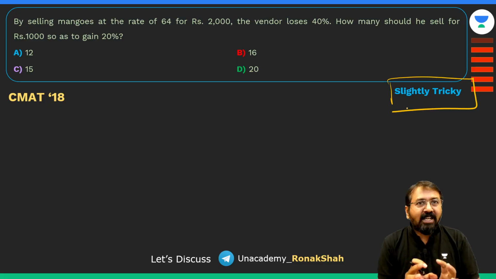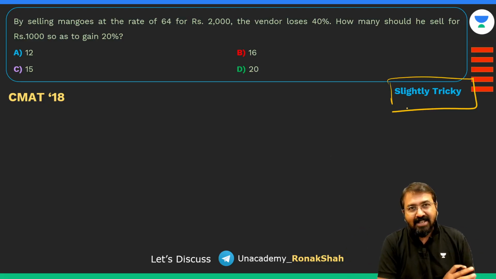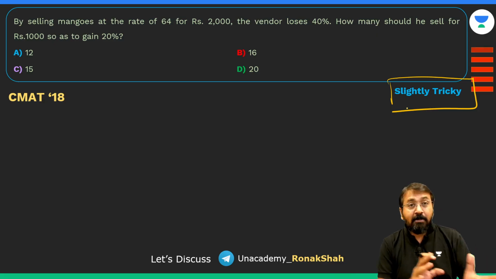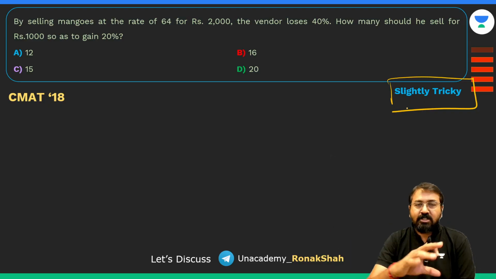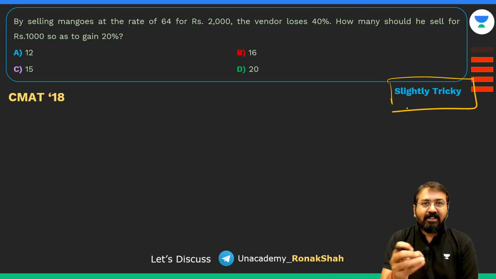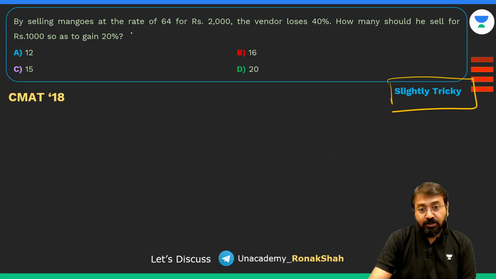Okay, in between, out of 20 questions, about 3 to 4 questions will be on the tricky side. It may be from arithmetic, numbers, or geometry, but geometry and mensuration are mostly easy. So you will find some tricky question in arithmetic, numbers, or algebra. Here is one such question.